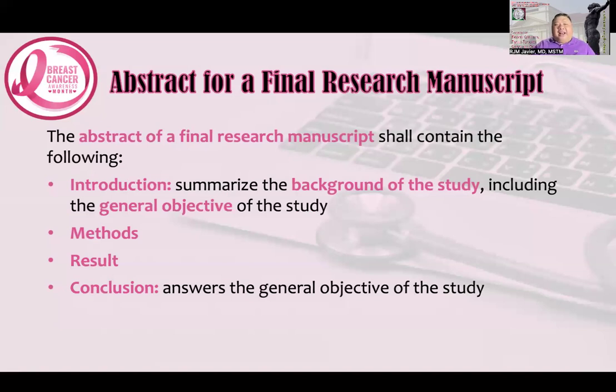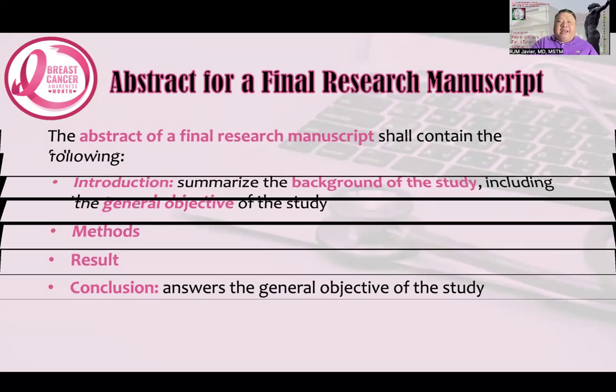So in the research manuscript that is already final, we normally follow the IMRAD, or introduction, methodology, results, discussion, and or conclusion. So the introduction should include the summary of the background of the study, including the actual statement of the general objective, while your conclusion is often the answer to the general objective. So they should be properly formulated so that when you read the abstract, it is seamless.